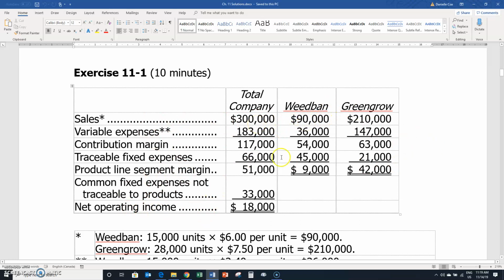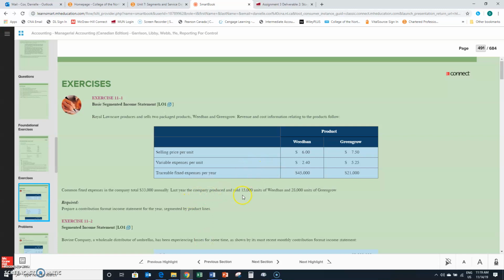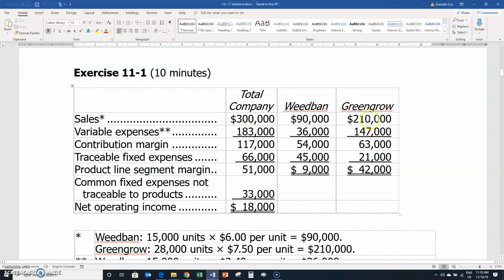Sales, so it tells us in the question that for Weed Ban there was 15,000 units sold. Here, I'll just flip back over. 15,000 units sold of Weed Ban, and the price is $6 per unit. So that's what our sales would be, 15,000 times 6. And for Green Grow, it would be 28,000 times the $7.50, which is right here.